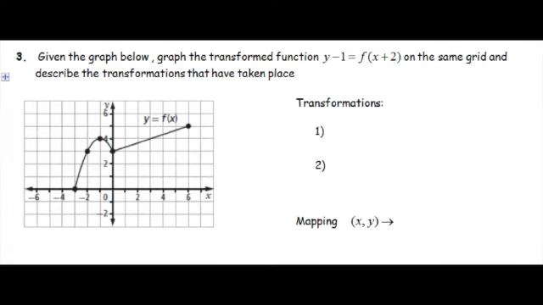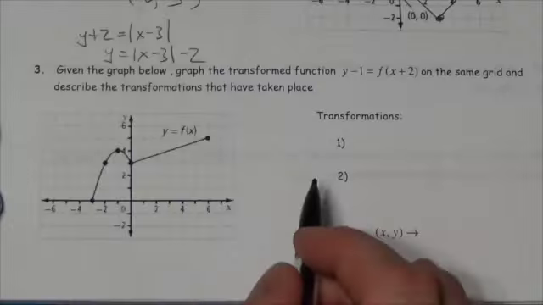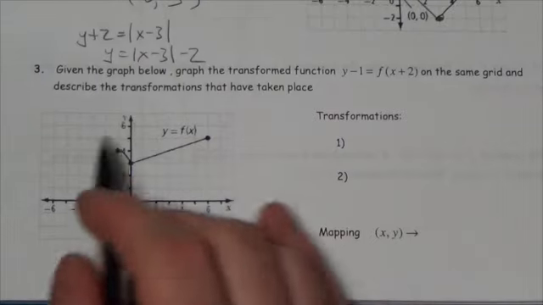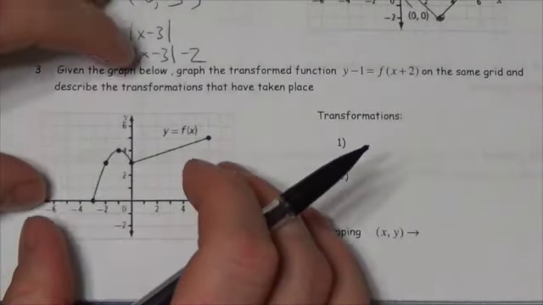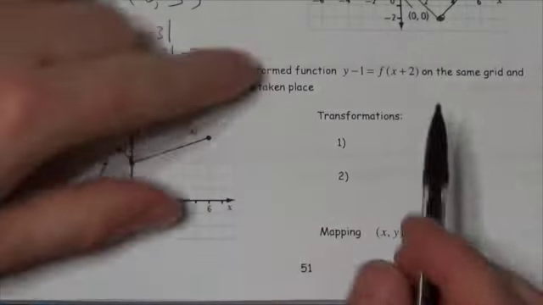Given the graph below, graph the transformed function y minus 1 equals f of x plus 2 on the same grid and describe the transformations that have taken place. All right, similar to the previous question, I think the easiest thing to do here is to, instead of graphing this thing first, let's identify the transformations.